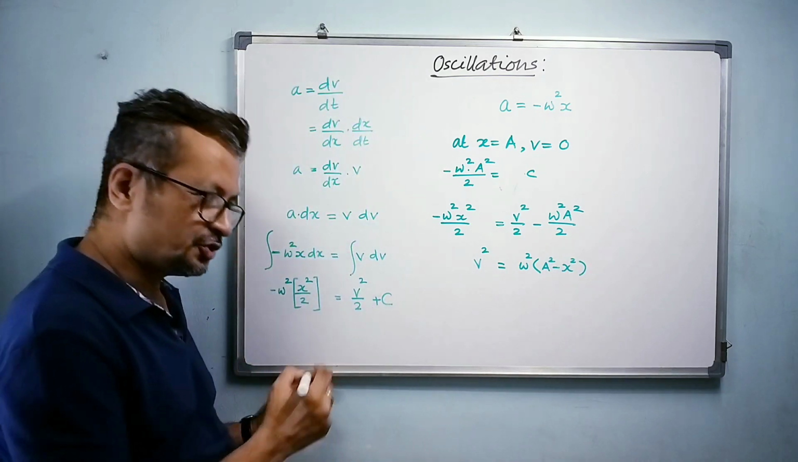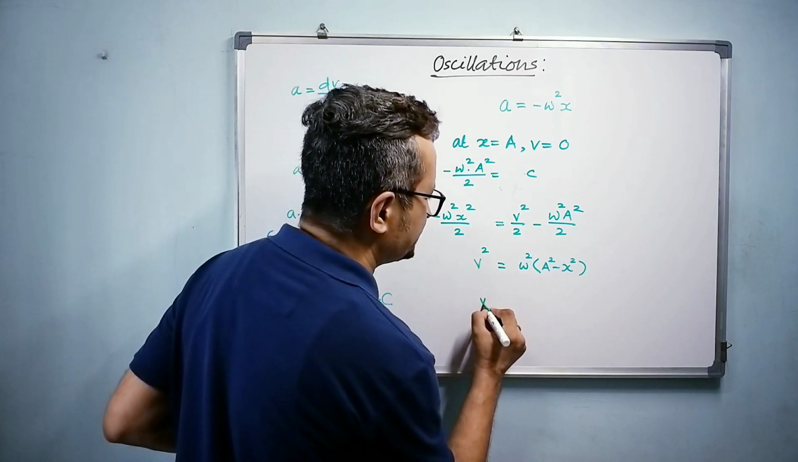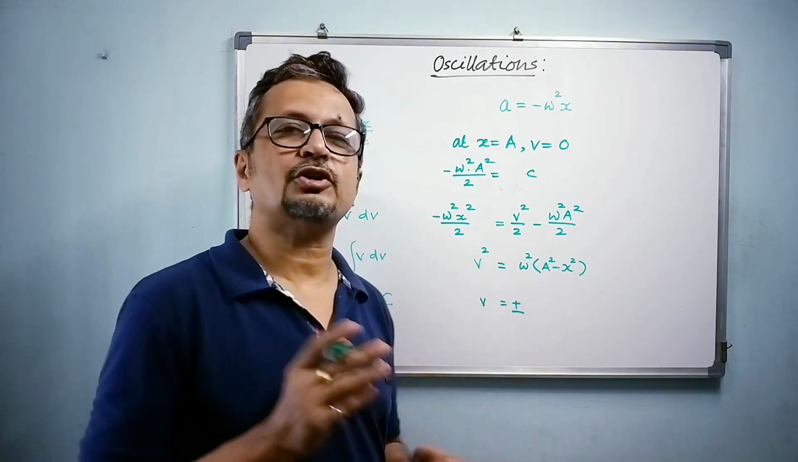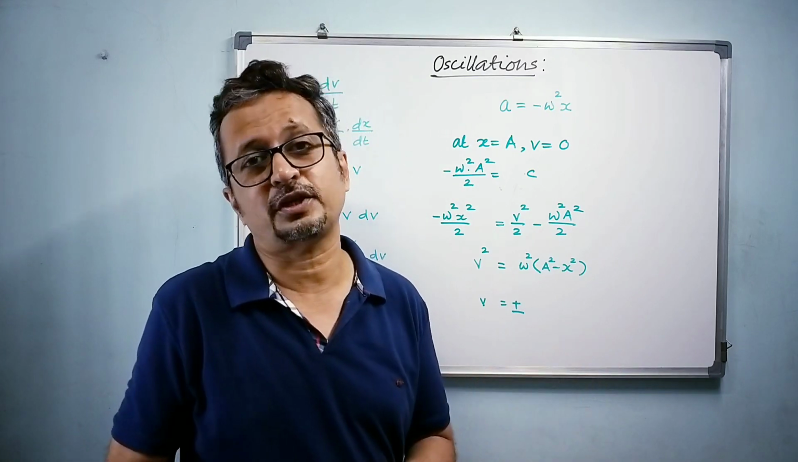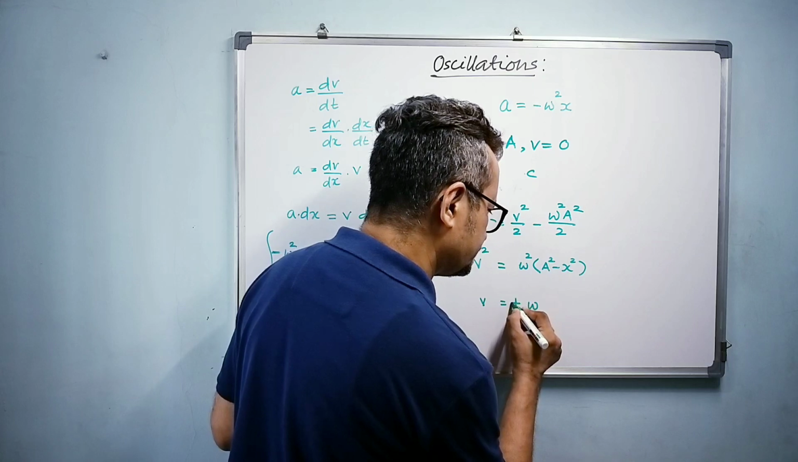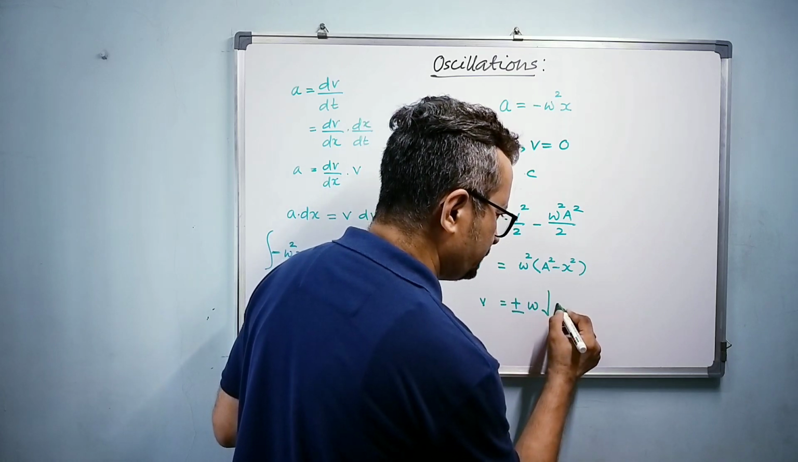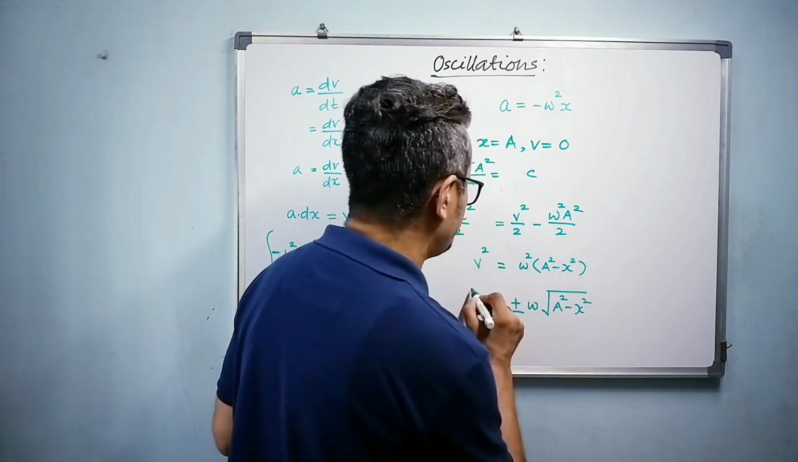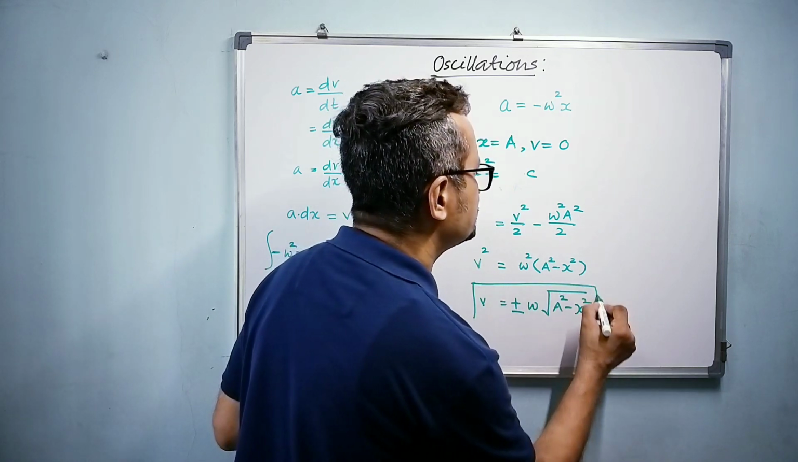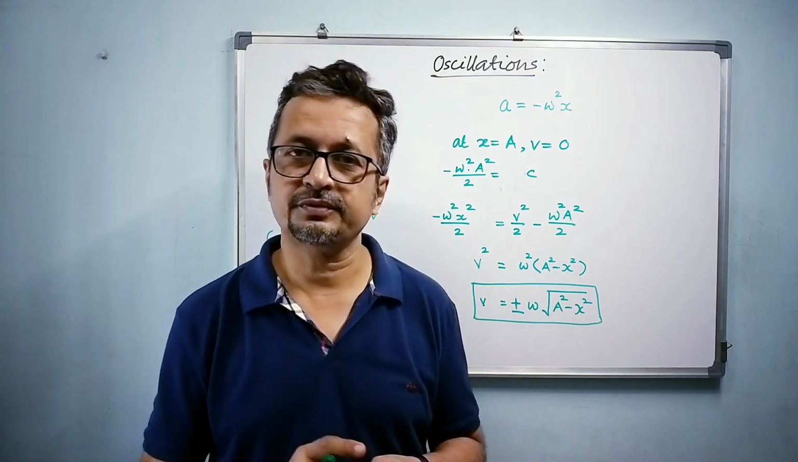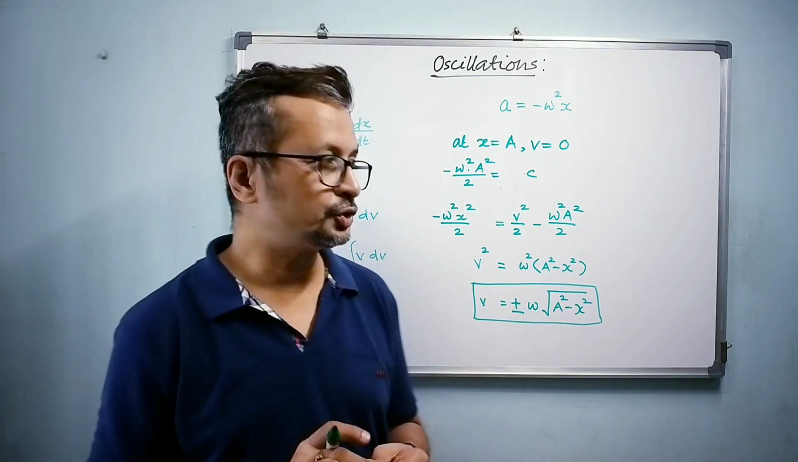Correct. So my velocity is equal to root over. Now here I am going to get plus or minus. So I am going to get two values, positive and negative. So plus or minus omega root over a square minus x square. That is the expression for velocity of a particle performing simple harmonic motion.